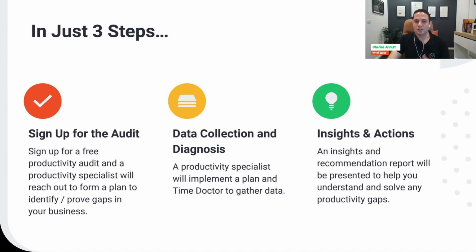So in 3 steps, we can really help you. With these 3 steps, you can really just start that journey towards a more productive and profitable future. All you need to do is sign up for a free productivity audit. We will then collect and diagnose your data and finally send you the insights and recommendations in a report to help you understand and solve any productivity gaps.